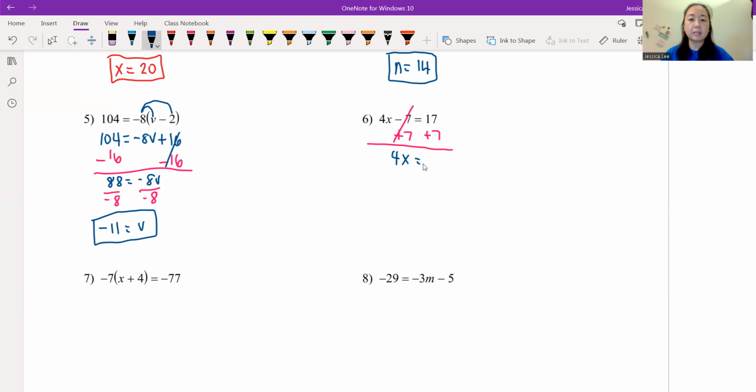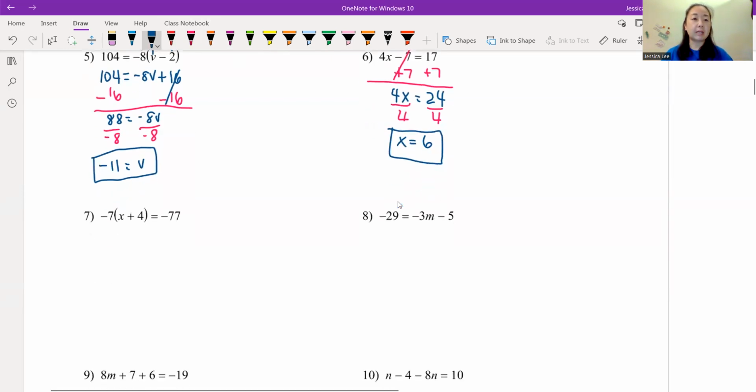So all we have left is 4X is equal to 24. And then we're going to just divide both sides by 4. Now we get X is equal to 6. And so if we were to plug that 6 back in there, so 4 times 6 is 24. 24 minus 7 is 17. You see, it works.